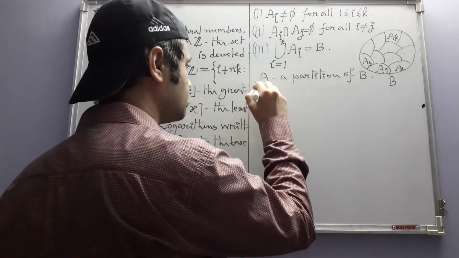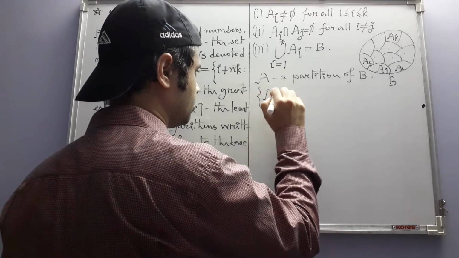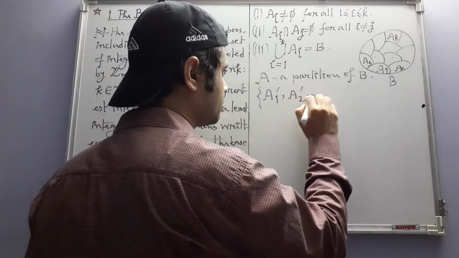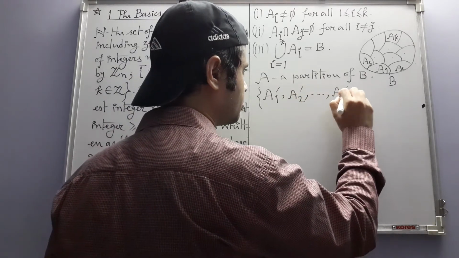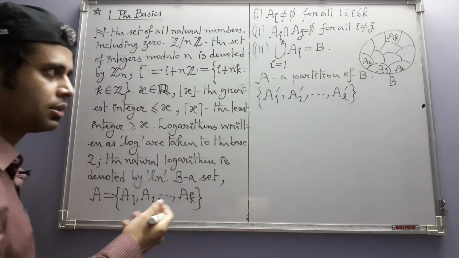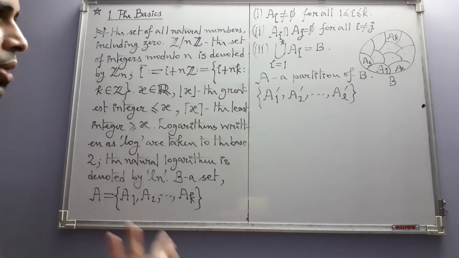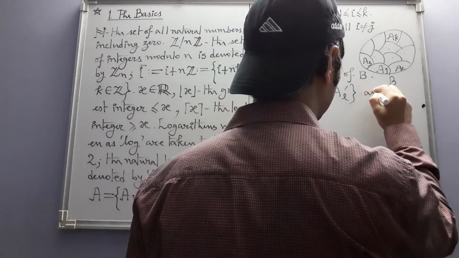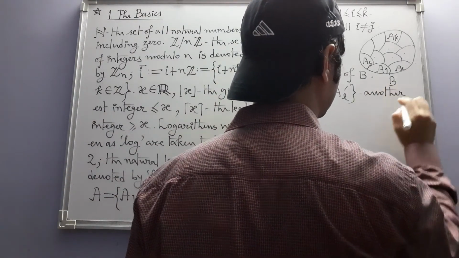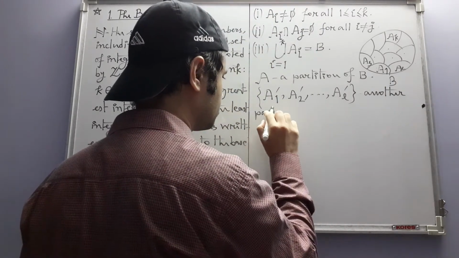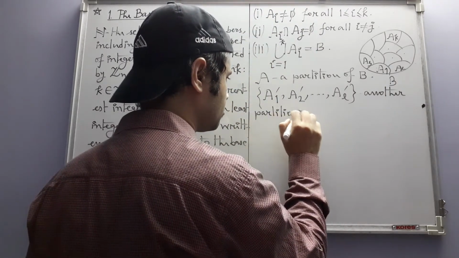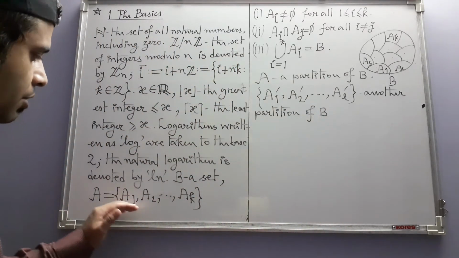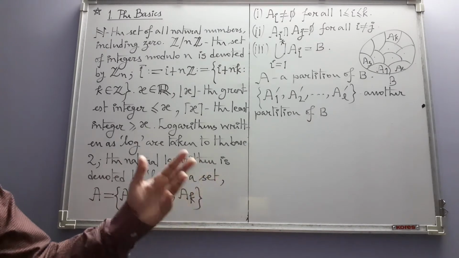Now if we have another partition of the same set B. Here the number of sets is something else, L, which may or may not be equal to K. It is some number. Another partition of B, which is not necessarily distinct from the previous partition. It may be the same thing also.